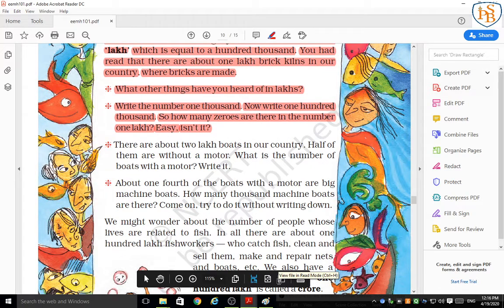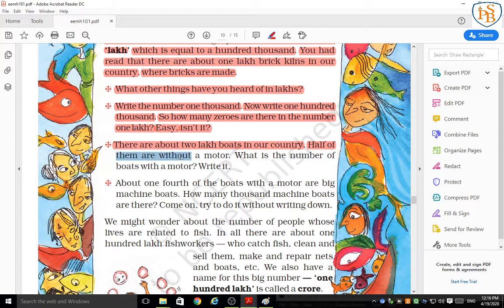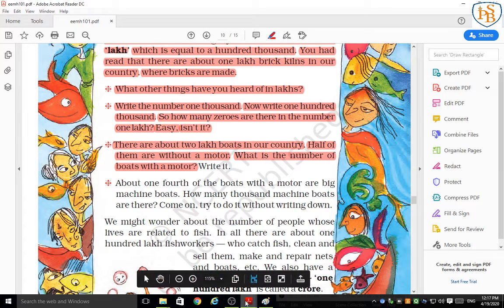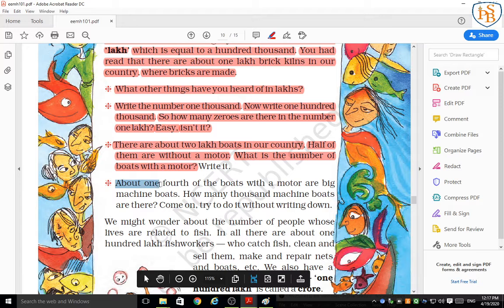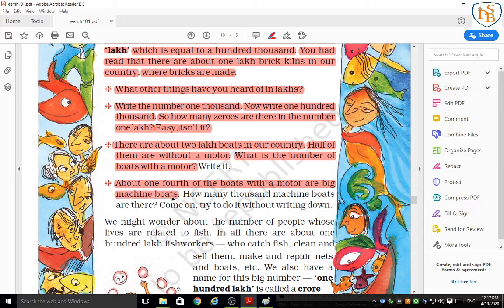Again, wow. One more question. There are about 2 lakh boats in our country. Half of them are without a motor. So what is the number of boats with a motor? Write it. Easy, students. We have 2 lakh boats in our country. Half of them are without a motor. Then what is the number of boats with a motor? Can you tell me? Yes, half of the 2 lakh. Half of the 2 lakh is nothing but 2 lakh divided by 2 is equal to 1 lakh. Correct.